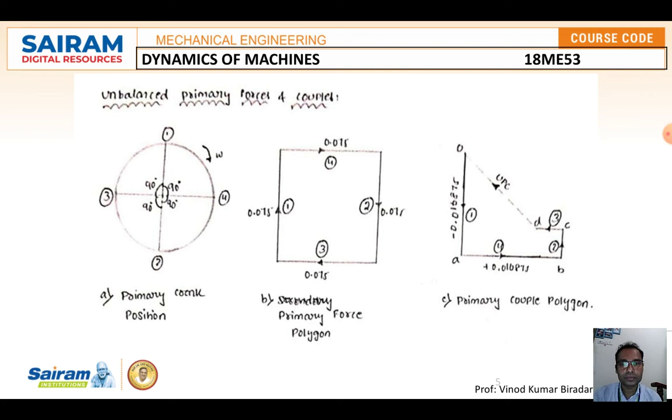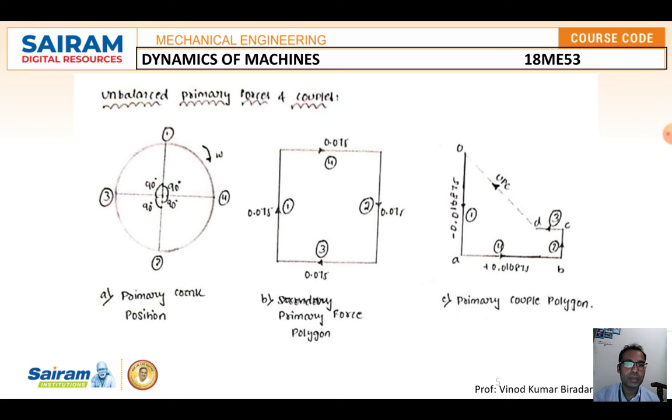Next, again from B, that is from 4 to 2, the length is given 0.075 with an angle of 90 degrees. Again the last one, 3, the distance is given 0.075, and the angle is 90 degrees. So this is a closed one we got. We are not going to join any line, because based on the problem we formed this polygon, and it is closed. So there is no chance of calculating any forces induced in this element. Hence the primary force is also computed.